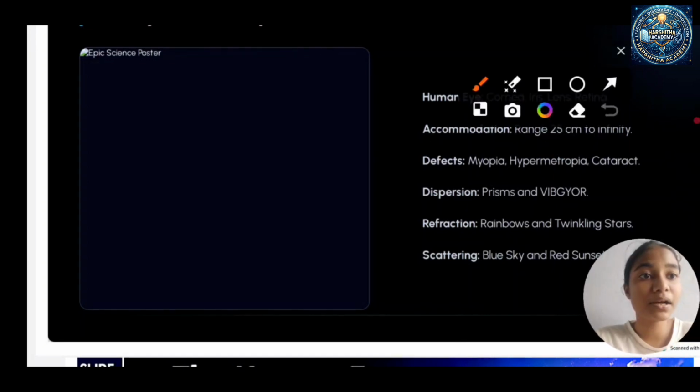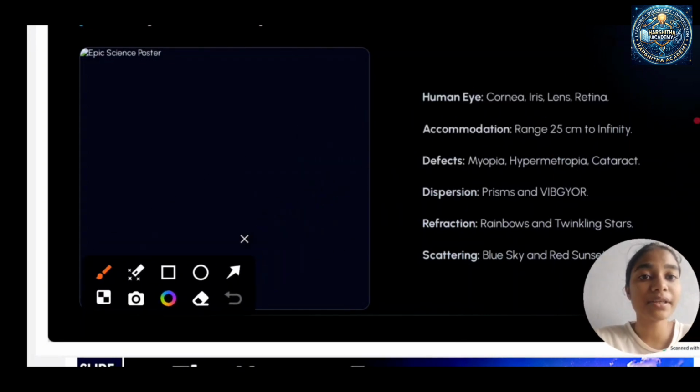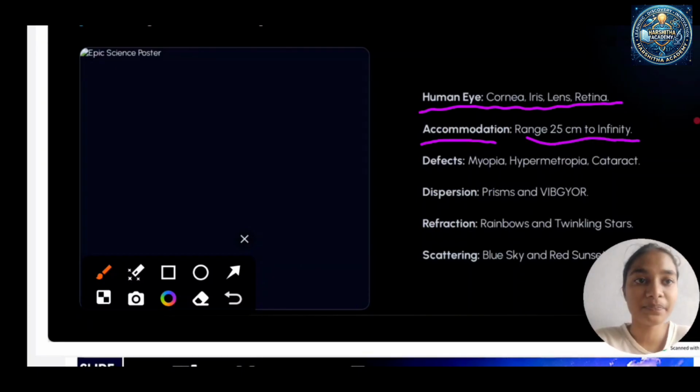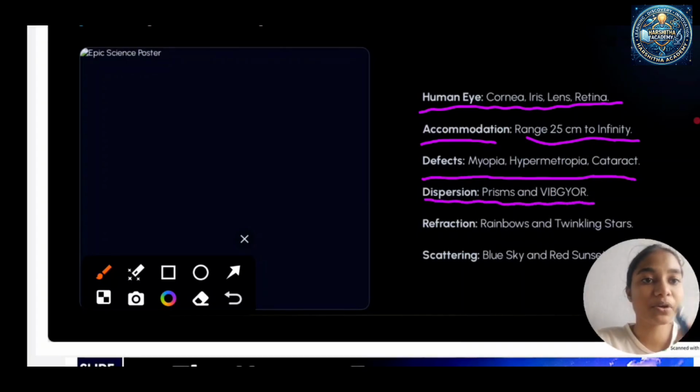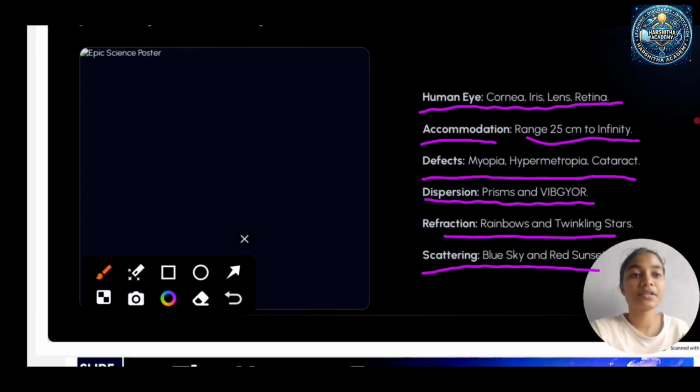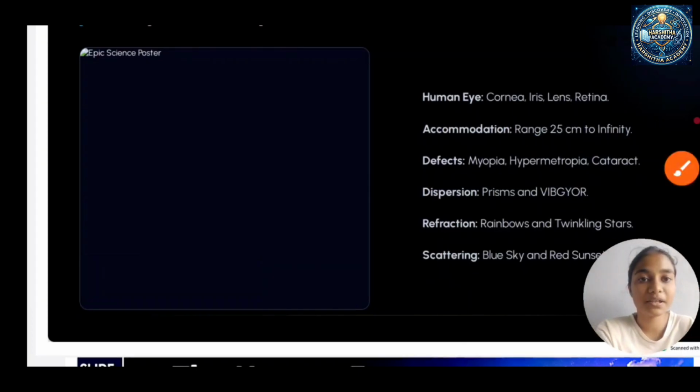So now let's revise all those concepts. Human eye: cornea, iris, lens, retina. Accommodation means a range from 25 cm to infinity. And defects: myopia, hypermetropia, and cataract surgery. Dispersion, prism and VIBGYOR. Refraction, rainbows and twinkling of stars we have discussed, and scattering, blue light, and red sunrise also we have discussed. So now I am completing the chapter.